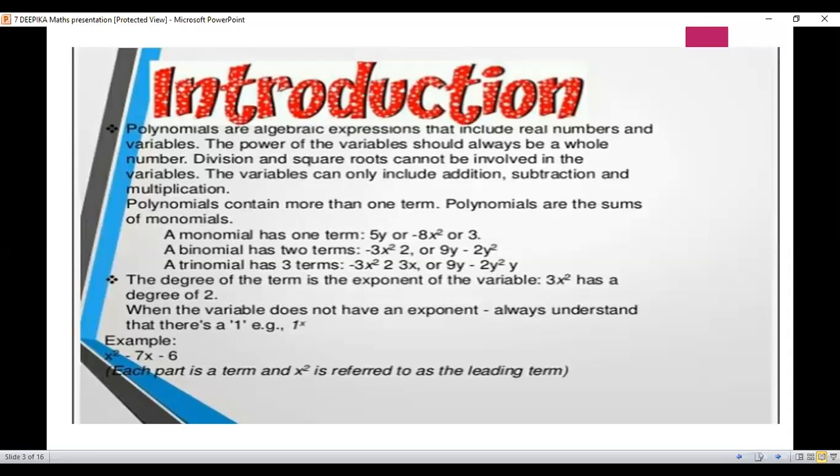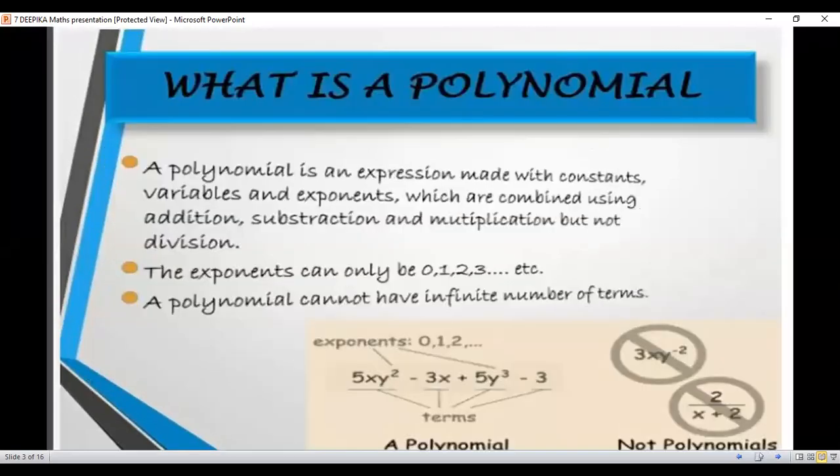A polynomial is an algebraic expression that includes real numbers with constants, variables, and exponents, which are combined using addition, subtraction, and multiplication, but not division. So please next slide. Have we discussed all these things? Monomial, binomial, trinomial? Yes, sir. In the next, I will describe. Okay.